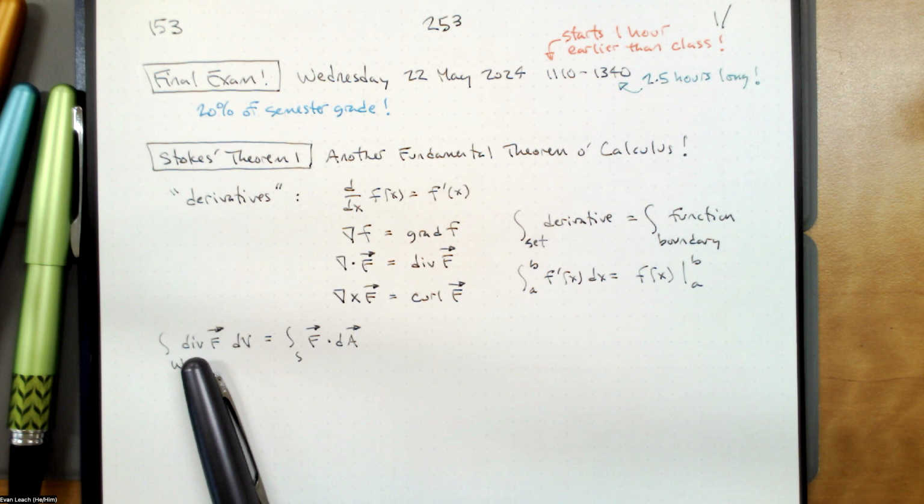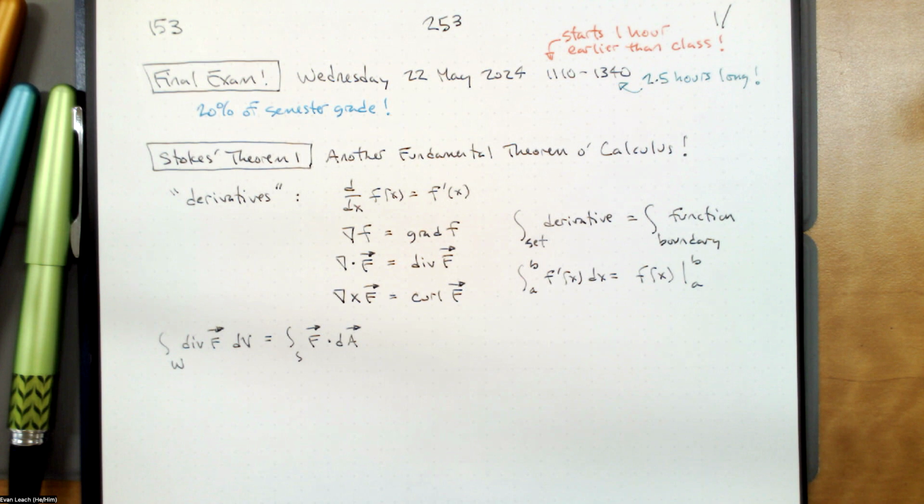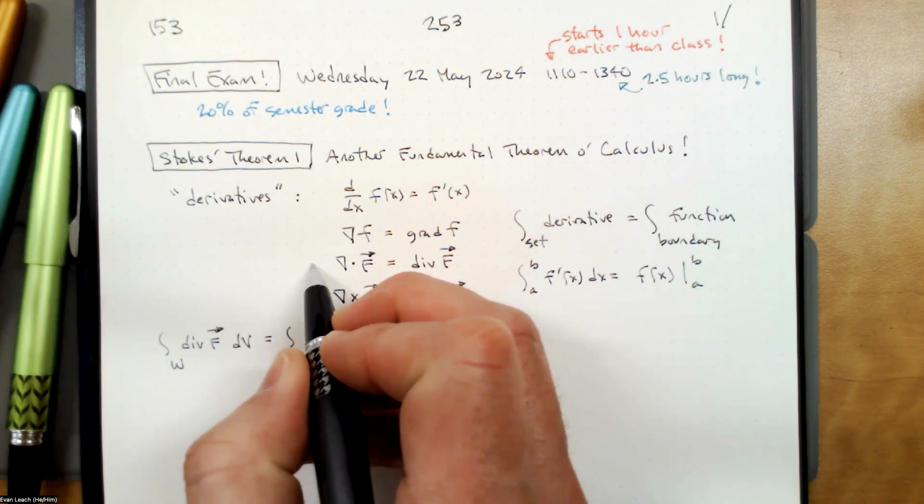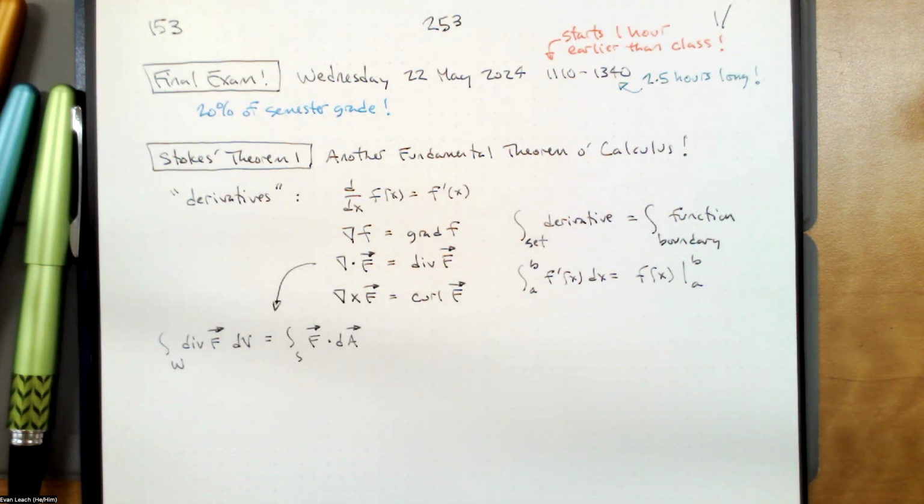So that's telling us how the divergence is a derivative and how it relates in a fundamental theorem. If we look at all the points, at all these little pieces, how much the vector field is moving out, we can sum all that up and just look at how much it's moving out through the surface, through the boundary of that solid. So that's our fundamental theorem of calculus for divergence. We get the divergence theorem.